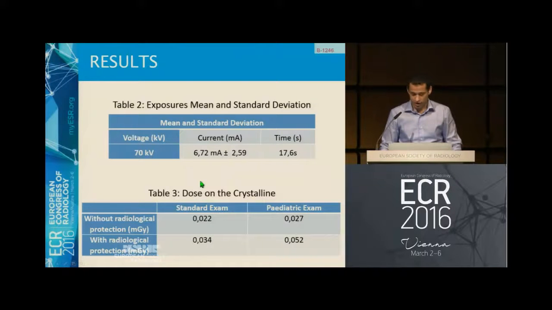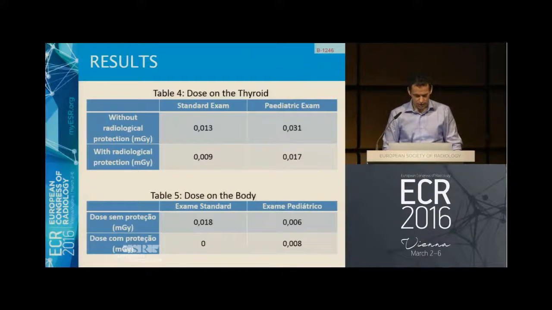Here on table 3 we have the dose on the crystalline without and with radiological protection. We can see here a decrease both on the standard and on the pediatric exam. Here for the thyroid as well, with and without, you can also see a reduction, and also on the body.